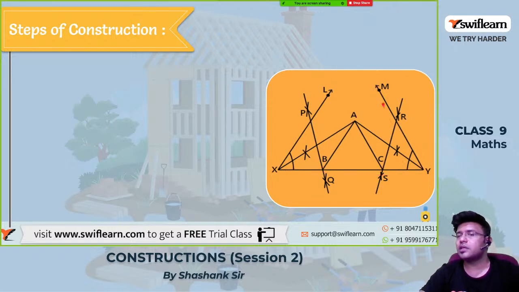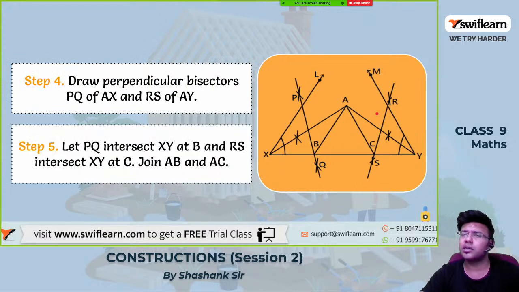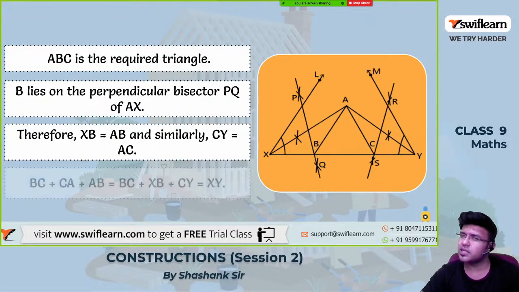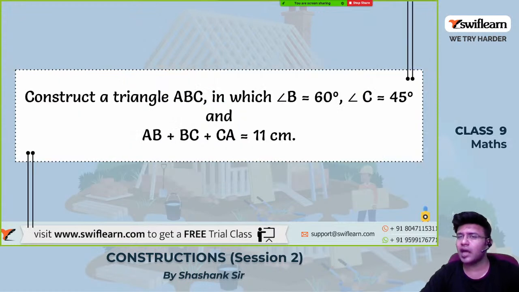So ABC is the required triangle. Yes, these are the steps to construct a triangle when all three sides are given. If you have any doubts, ask me now. Otherwise, let us construct this triangle. Let us open our geometry app again and solve this.